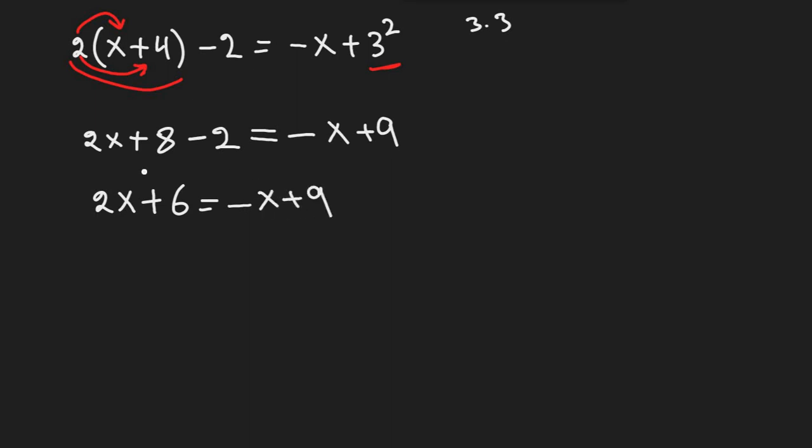Now switch the variables in one side and number to the other side. We have 2x here. I take minus x from right to the left, so it's minus x changes to the positive x. On the other side we have 9. This one is positive 6, so it's here negative 6 because we switched. Then 2x plus x is 3x equal to 9 minus 3.